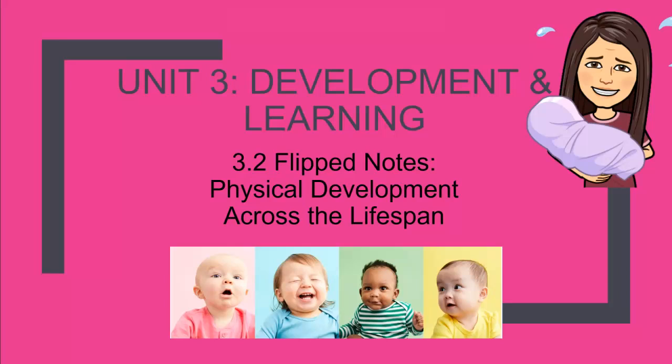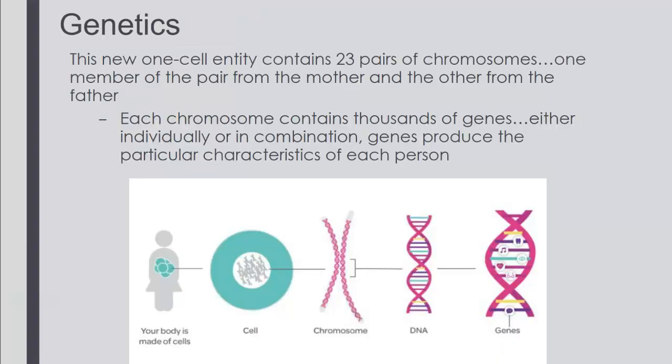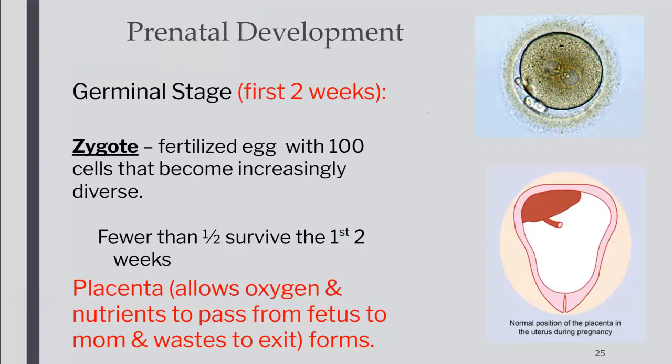Part 2, physical development, starts with conception when the male sperm fertilizes a female's egg. This new one-cell entity contains 23 pairs of chromosomes, and each of those chromosomes contains lots and lots of genes. The first stage of development is the germinal stage, and that's just within the first 2 weeks. Think you are teeny tiny, the size of a germ, so germinal stage.